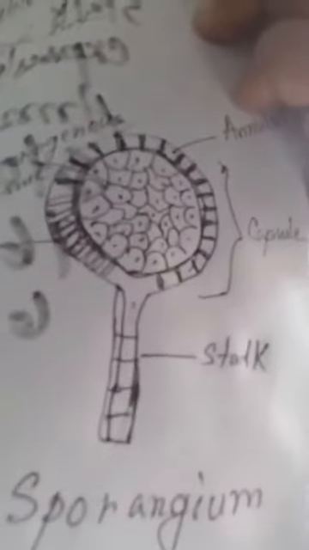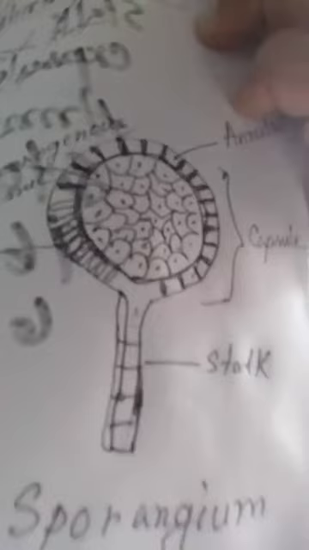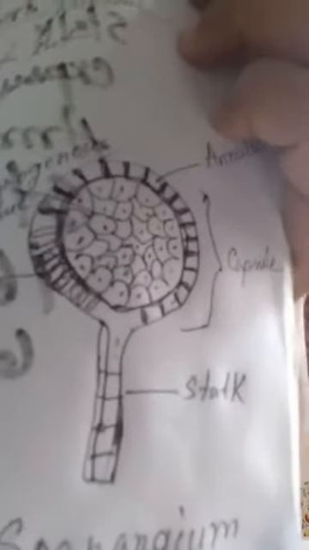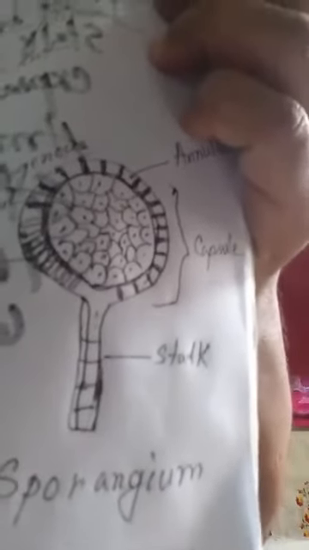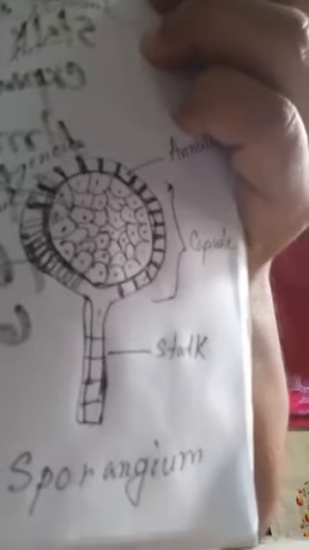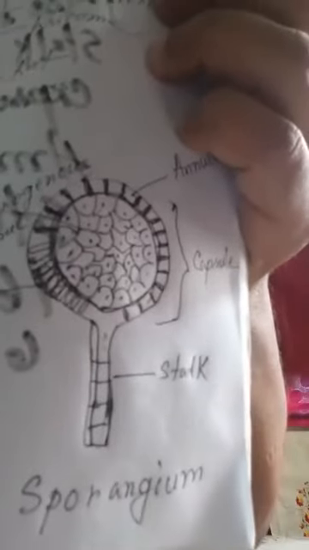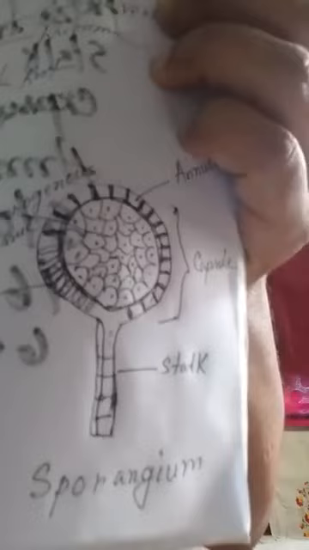And inside the sporangium 16 spore mother cells are present. These 16 spore mother cells are diploid cells. Due to meiosis cell division they produce haploid spores. These 64 haploid spores, after getting mature, come out through the stomium.